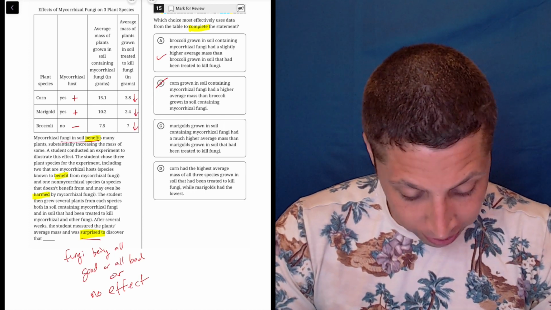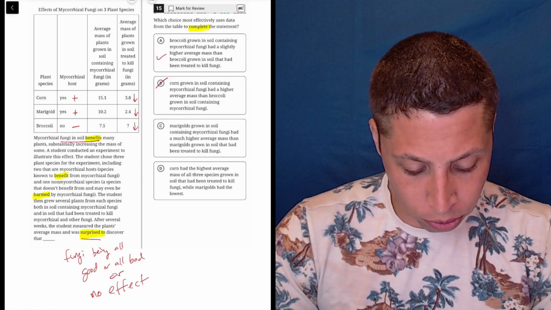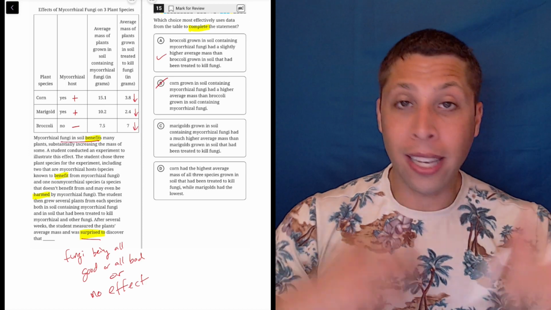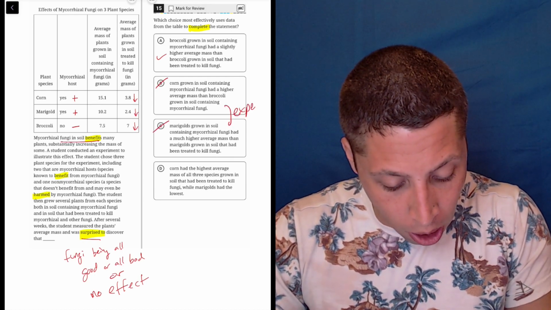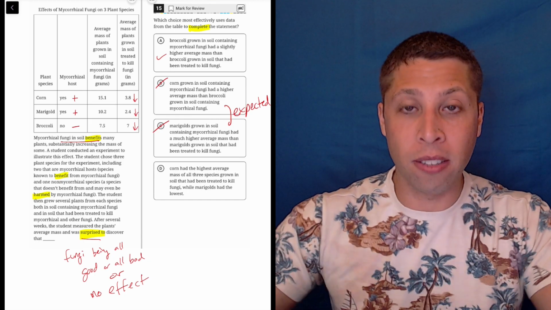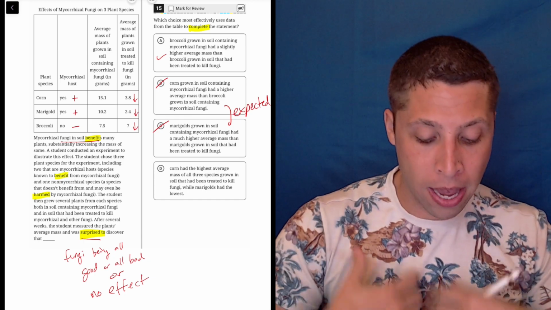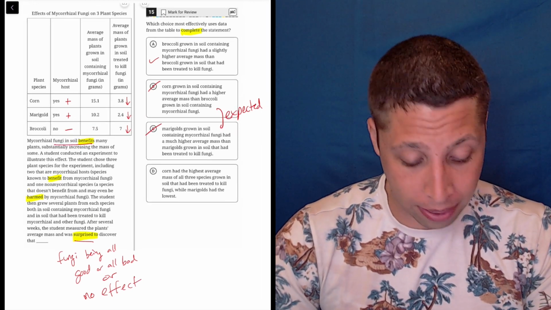C, marigolds grown in soil containing this fungus had a much higher average mass than marigolds grown in soil that had been treated. No, again, this is exactly what we would expect, right? So both of these so far are what are expected based on the original hypothesis that this fungus helps these plants, it benefits them, and so that is exactly what B and C are saying, and that's not a surprising thing, it's an expected thing.